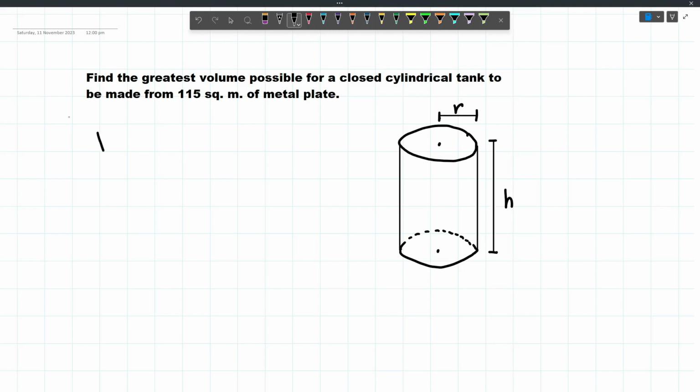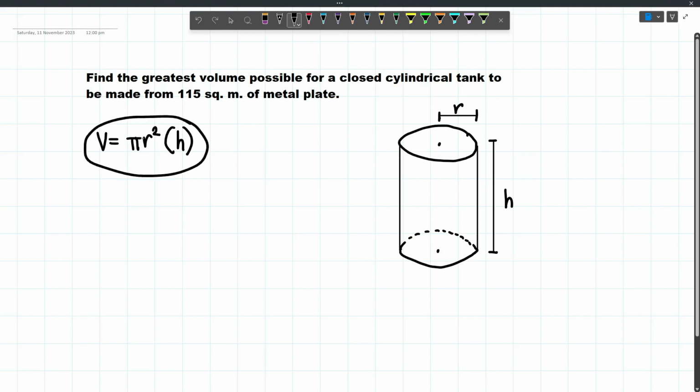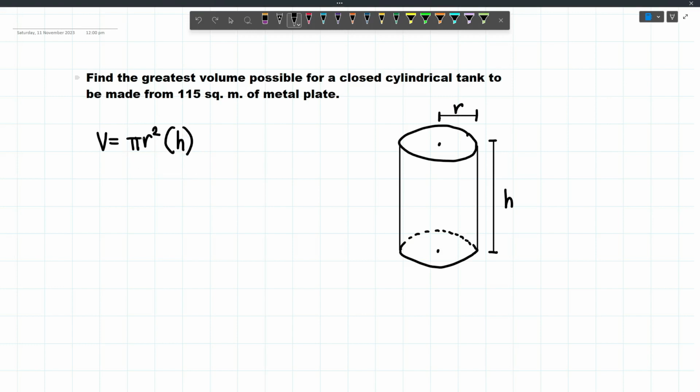Now, the equation of the volume is the cross-sectional area of this one multiplied by the height. The cross-sectional area of the circle is pi r squared. And then let's multiply that by the height. So this will be the equation of our volume. And so let's differentiate this function. But we need to get h in terms of r so that we will only have one variable to differentiate. Now, this is our constraint.